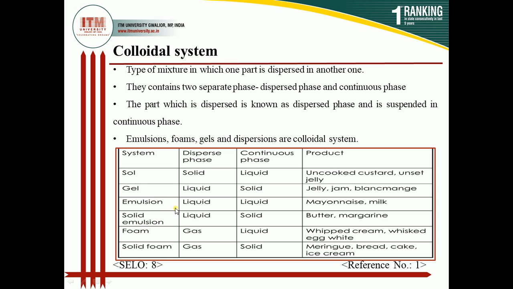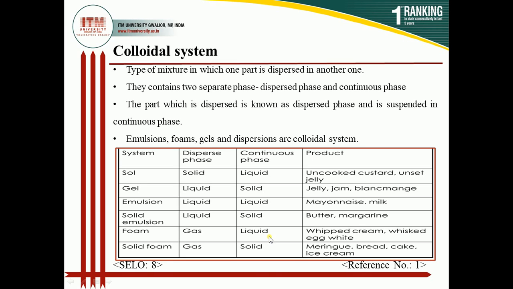Emulsion, I have already taught you, is when two immiscible liquids are mixed together, and mayonnaise and milk are examples of emulsion. Solid emulsion, in which the continuous phase is solid and the dispersed phase is liquid, and butter and margarine are examples of that.